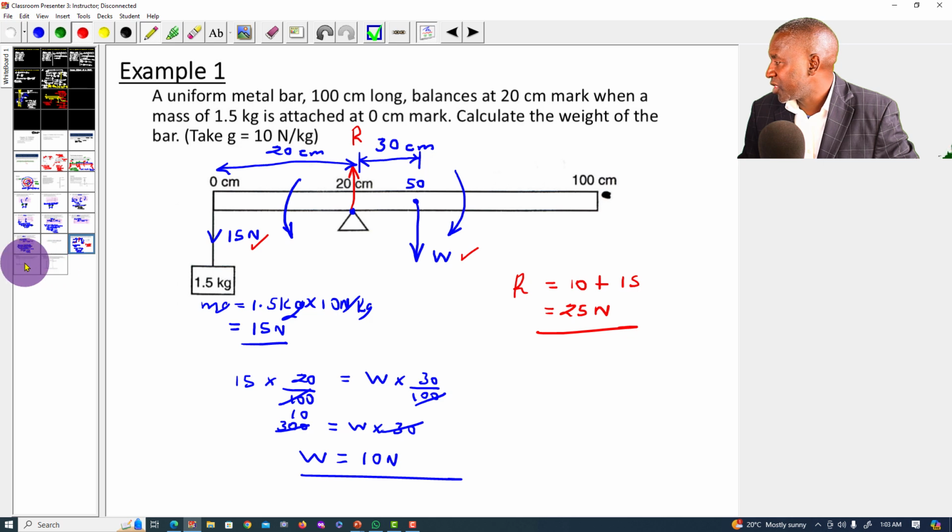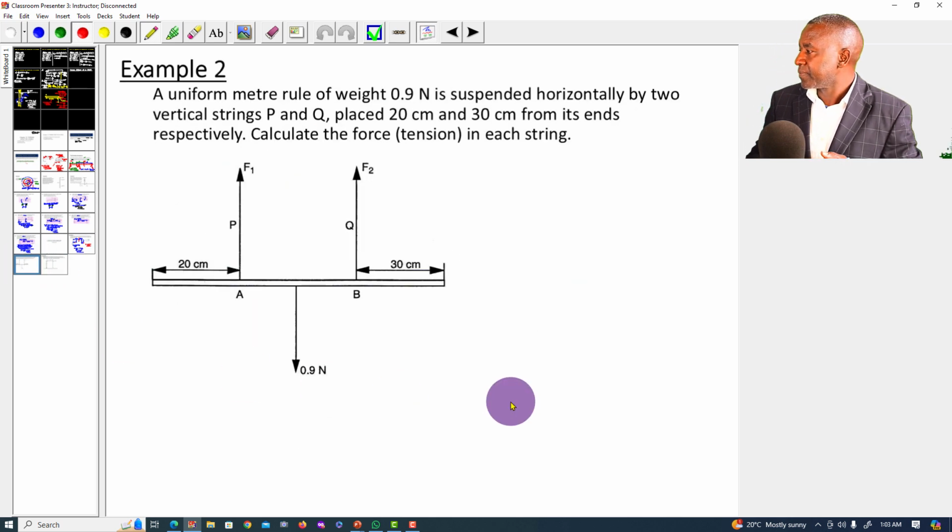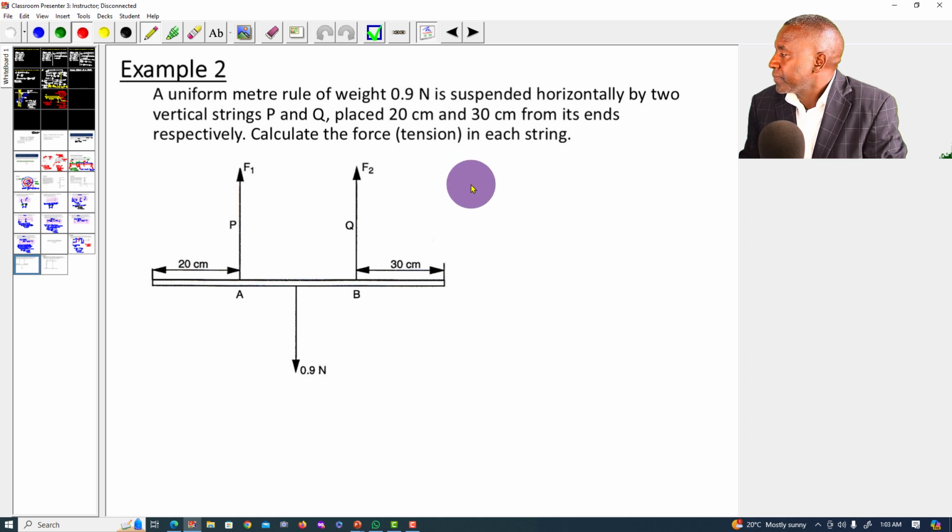Let's look at another question in the same textbook. It's still in the topic center of gravity and equilibrium. A uniform meter rule, now you're getting used to this, of weight 0.9 newtons is suspended horizontally by two vertical strings P and Q, placed 20 centimeters and 30 centimeters from its ends, respectively. Calculate the forces or tensions in each string.